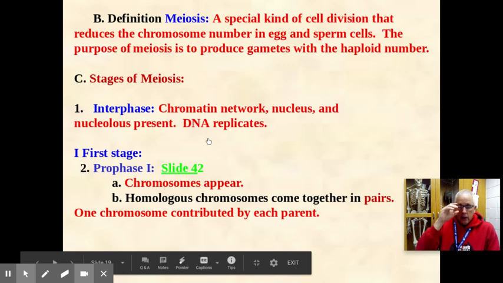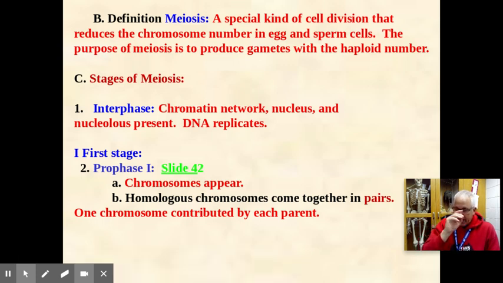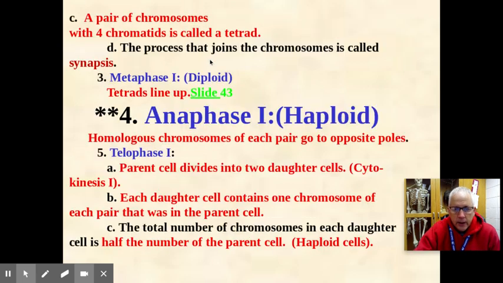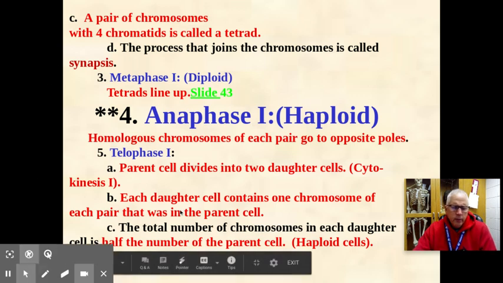So a lot of this is still the same, and here's where it's going to get a little bit different. I have a new term. Since I have 4 chromatids coming together, as you saw in that last picture, we call that a tetrad, because as all of you know, tetra means 4. And the process that joins those chromatids together is called synapsis. So really, we're still doing pretty much the same thing.